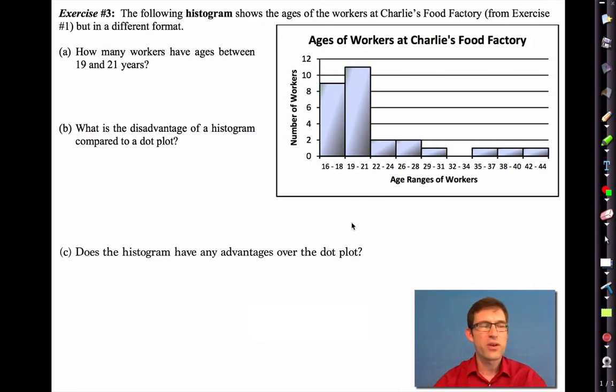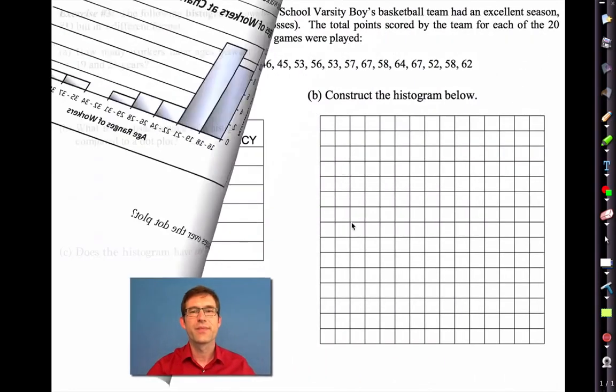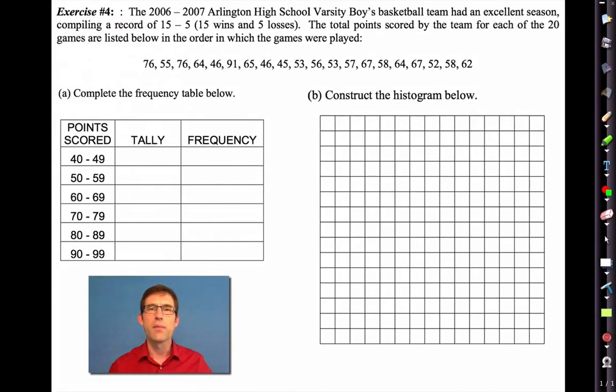All right, let's keep working a little bit with histograms. The last thing that we might want to be able to do is just construct a histogram. Now again, I wouldn't put it past a standardized exam to ask you to construct one of these things, even though the vast majority of the time now, when histograms are made, they're made with computer programs, and that's what you really should be doing. You should be making histograms on Microsoft Excel or some other spreadsheet program. But let's take a look at how to do one by hand.